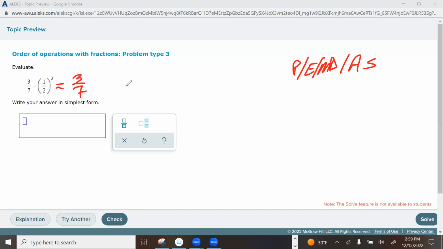Okay, so the 3/7 and the subtraction sign, we're not doing anything there yet. Okay, so 1/2 to the 3rd power, that's going to be 1 to the 3rd, which is 1, and 2 to the 3rd, which is 8, not 6. Okay, and then at this point, you could just say there's only one thing left to do, so I'll do it. But for the sake of instruction, I'll take you through it the long way.